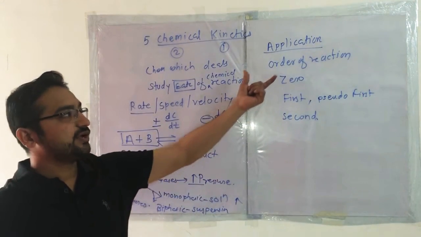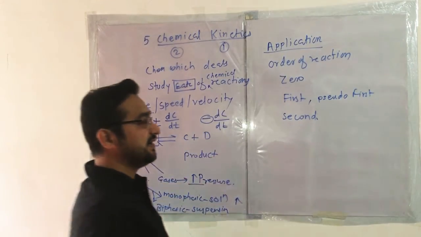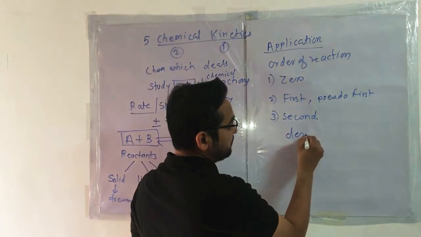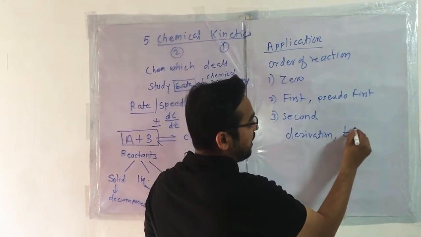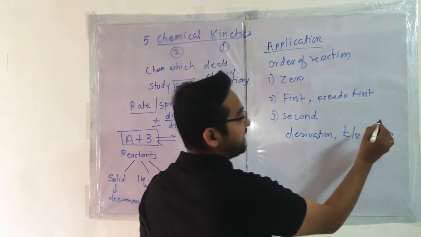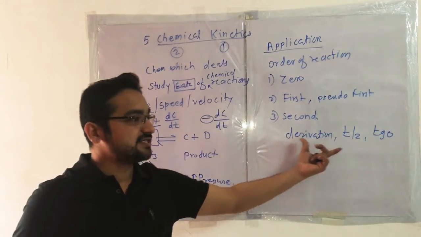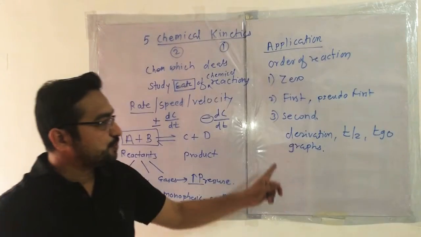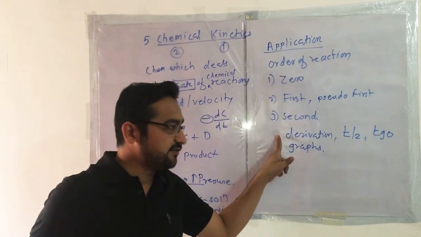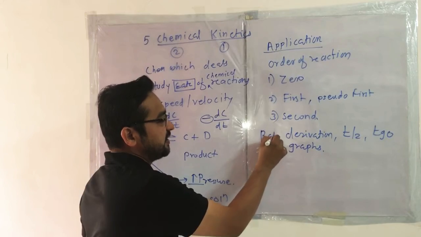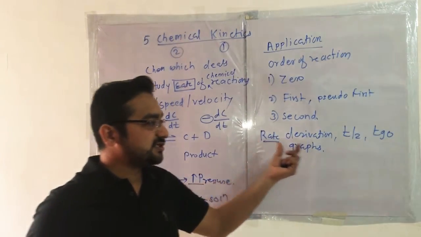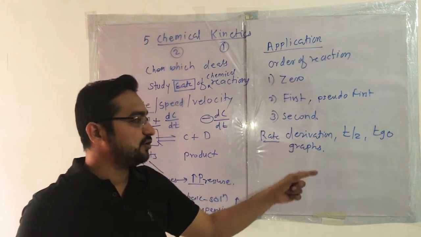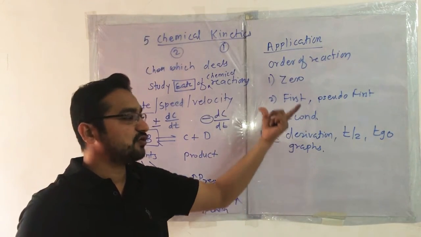Here we are going to determine the order of reaction. The derivations are very important for these three orders, then half life, and shelf life, where T90 is your shelf life. All these derivations along with the graphs are based on the rate equation. The rate equation, half life equation and T90 equation for zero order, first order and second order, and their graphs, are very important from this point of view.